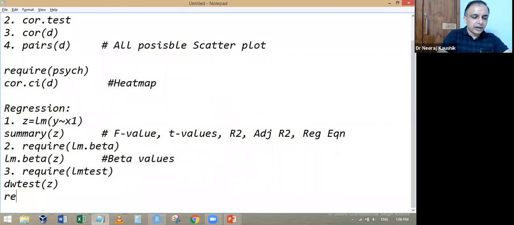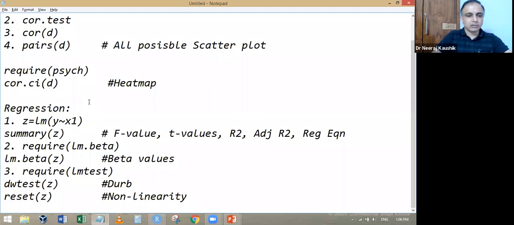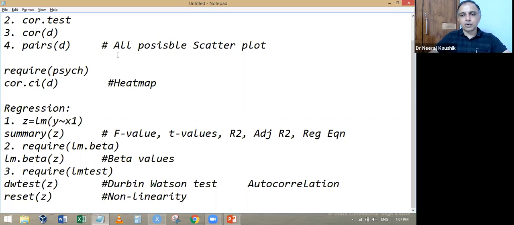Second, reset. RESET, what is this for? This one is for checking non-linearity. I'm not discussing what non-linearity is here. The dwtest is for Durbin-Watson. Let's check the spelling of Durbin-Watson. The Durbin-Watson test is for checking autocorrelation. Please don't worry about autocorrelation; the people who are collecting time series data should check it.